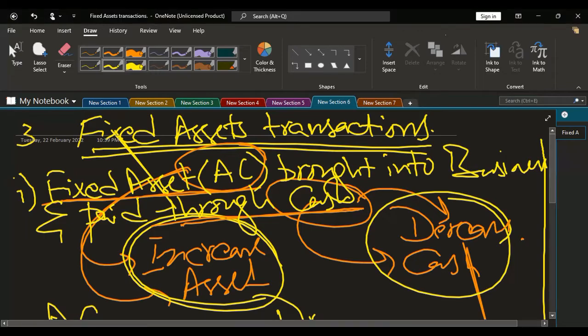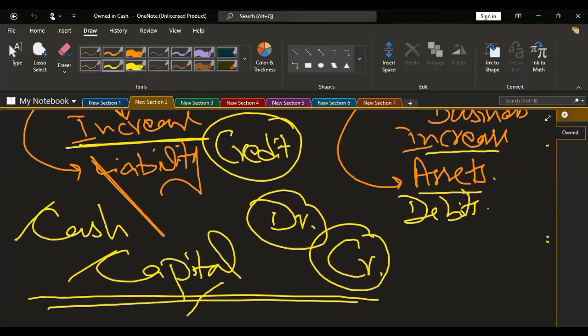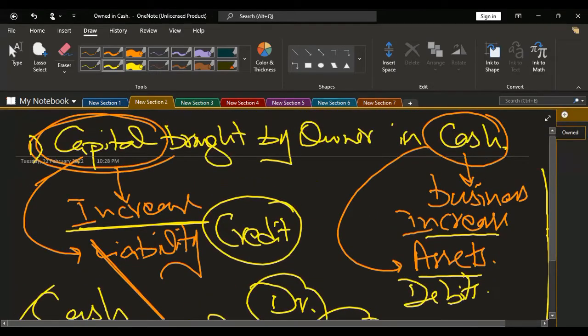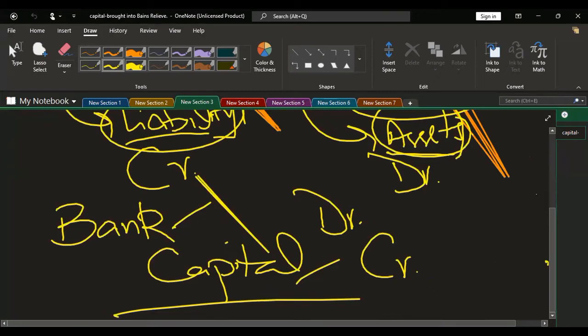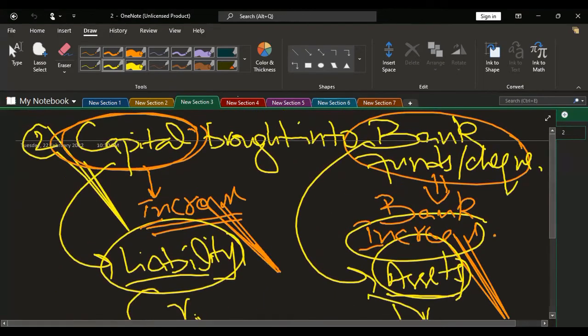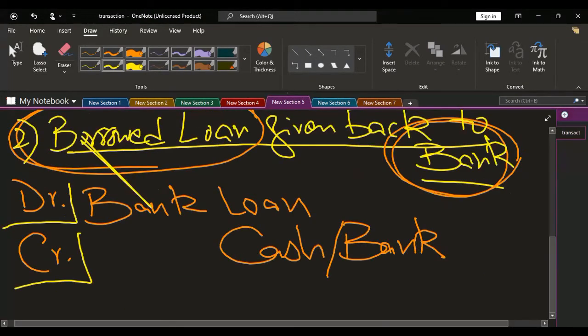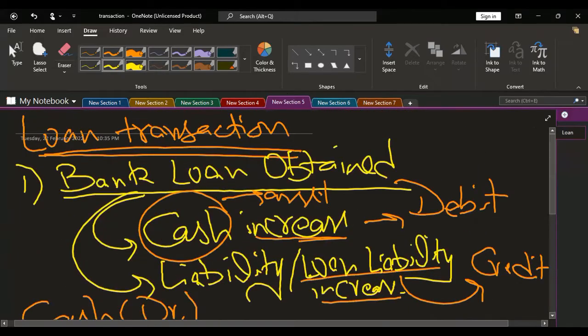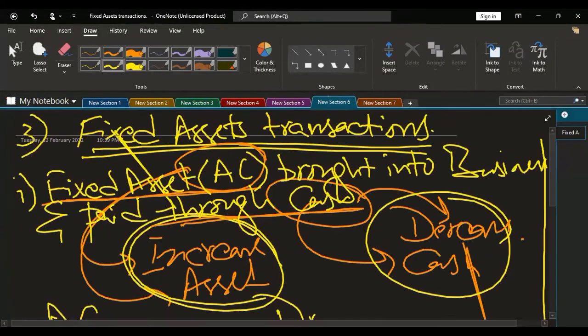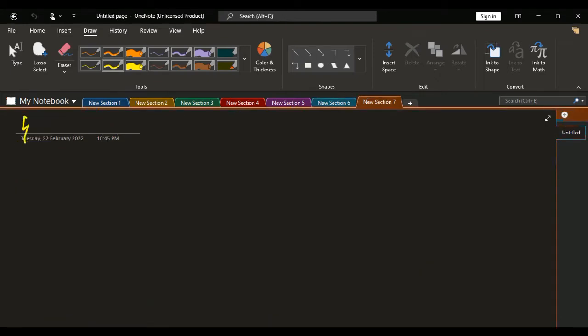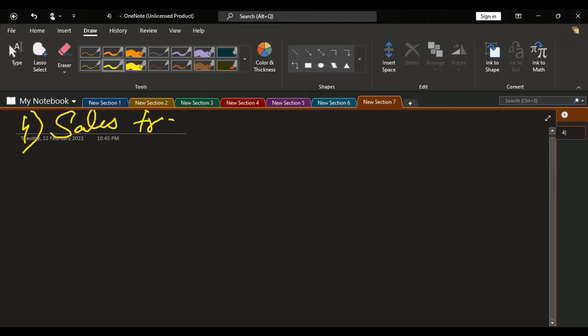We have already studied three different categories of business transactions. First was capital nature transactions, second was borrowed fund related transactions, and the third one that we have already studied is fixed asset related transactions. Now move to the fourth category of transactions, that are sales transactions.